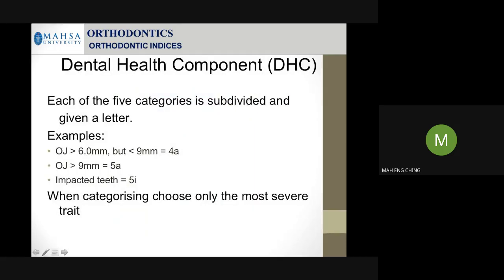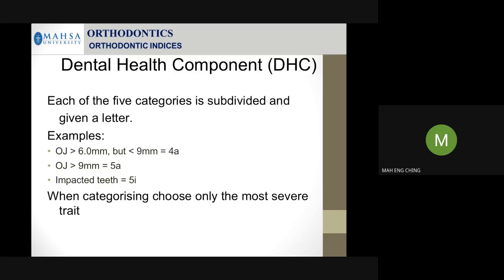Okay, so each of the 5 categories is subdivided and given a letter. Those letters will just give you the idea what the problem is. For example, A is overjet, then B is reverse overjet. Let's say I give you 4A, instantly you know this patient has an overjet problem between 6 and 9. So when you call me up, you say, okay, Dr. Ma, I have a patient with IOTN 4A, then in my head I can picture the patient has an overjet problem, which is between 6 and 9.